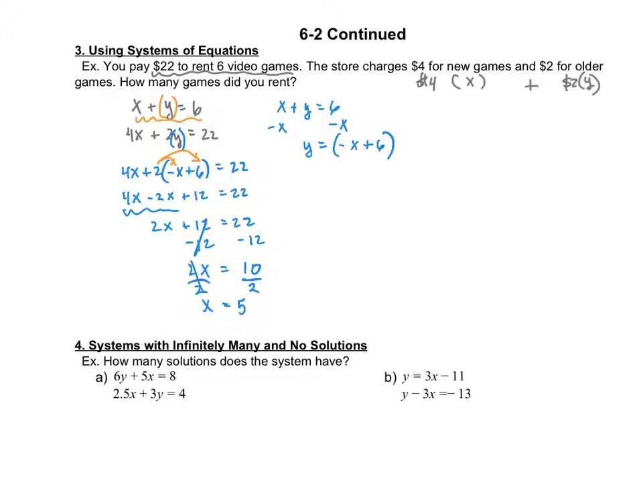So it looks like I rented 5 new games. Now, if I rented 5 new games, right here, do some substitution.